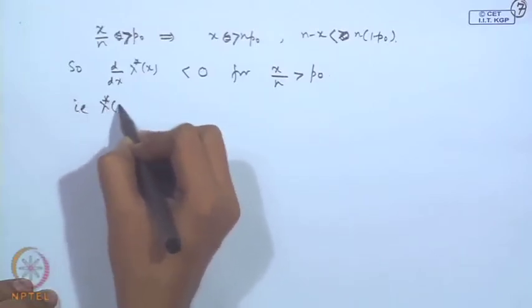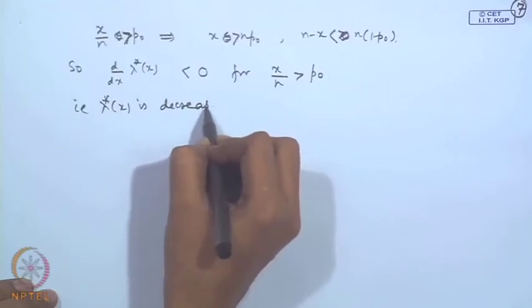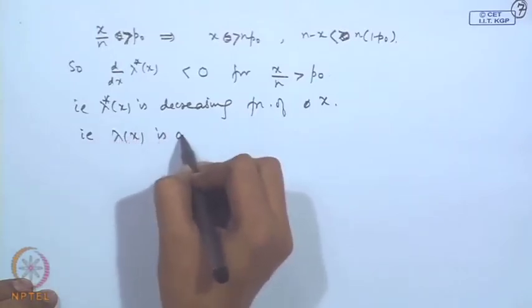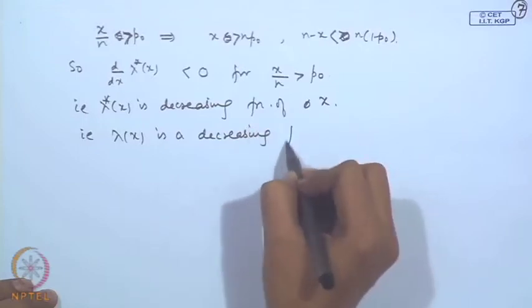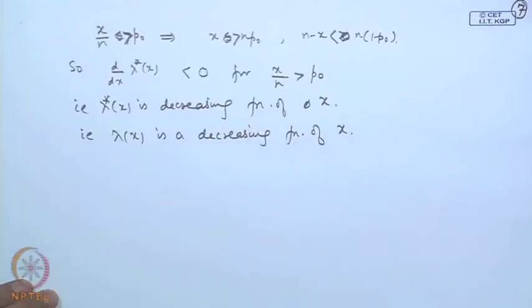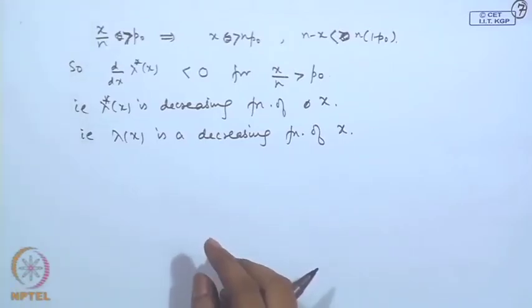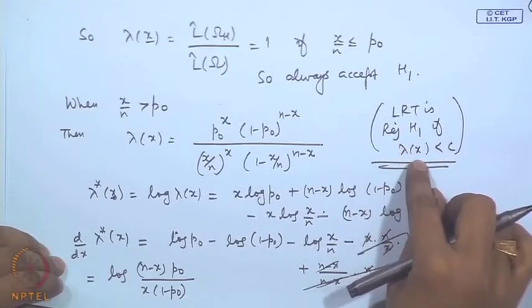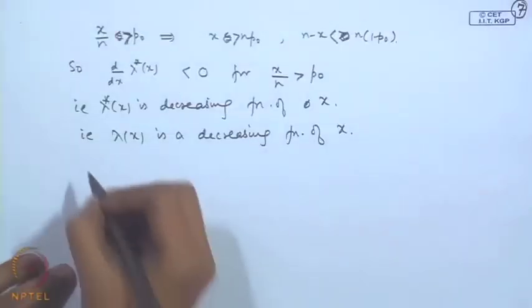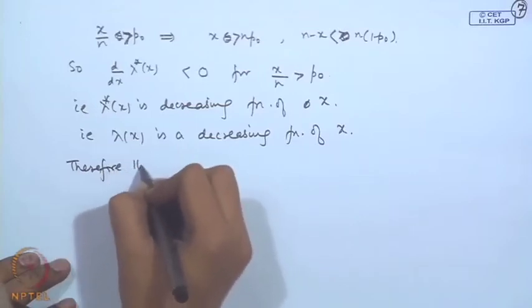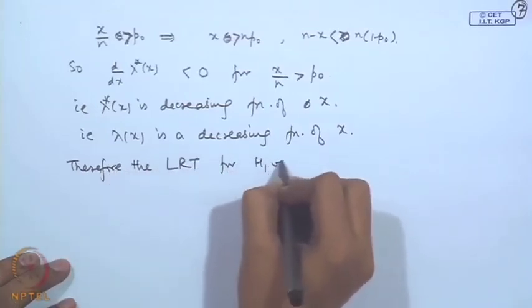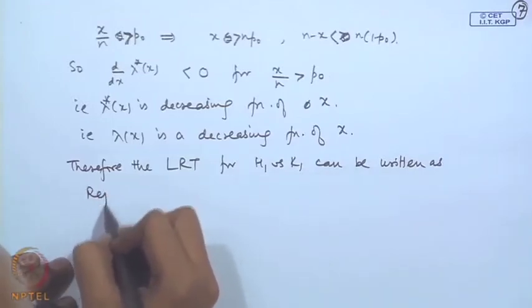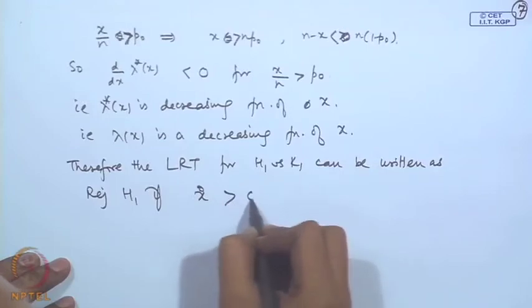That is lambda star is a decreasing function of x, that is lambda x is a decreasing function of x. So, note here I am considering the likelihood ratio, that is lambda x, the region is lambda x less than c. Now, lambda is turning out to be a decreasing function of x. Therefore, this region is equivalent to, therefore, the likelihood ratio test for H 1 versus K 1 can be written as reject H 1 if x is greater than some C 1.